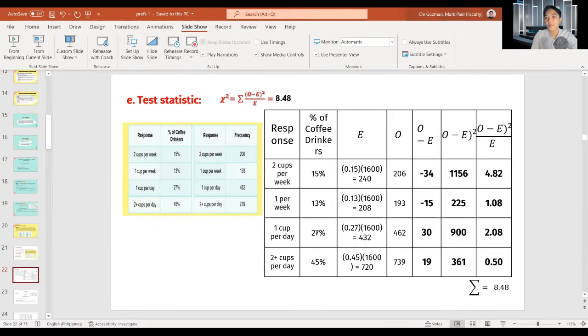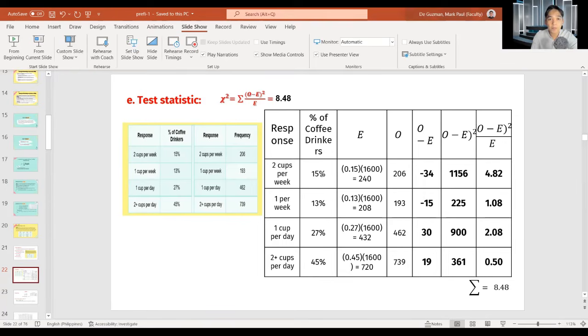Since kailangan natin yung ating observed frequency and expected frequency, so i-compute natin ngayon. So, kita nyo yung table. Ito yung nasa given kanina. Response, 2 cups per week, 1 cup per week. So, meron tayong percentage dito. Now, kunin natin yung ating expected frequency. Paano?